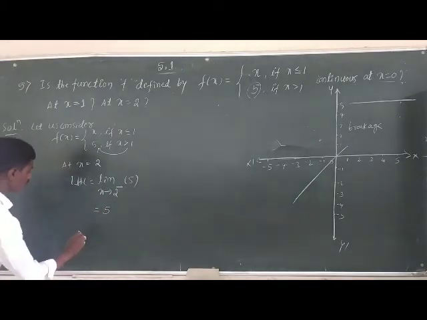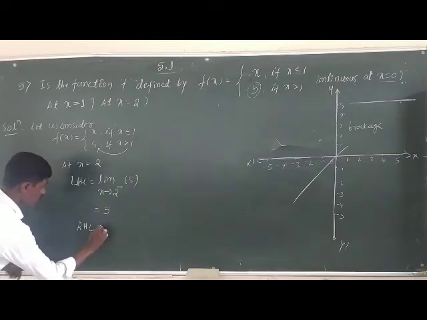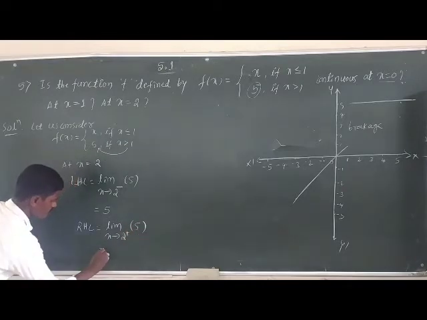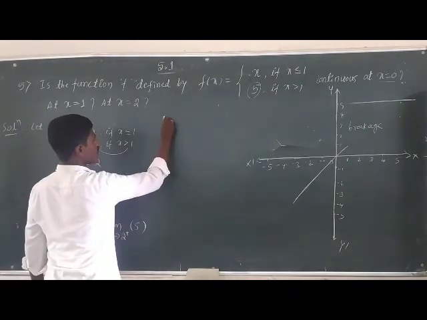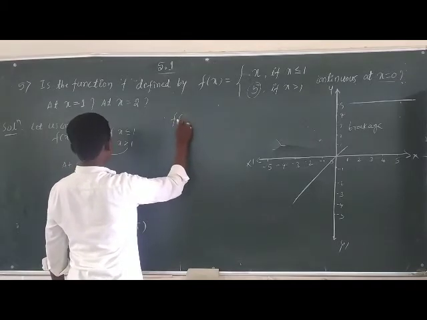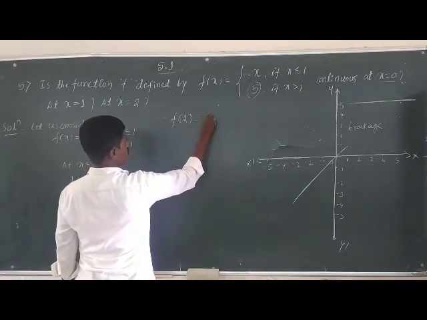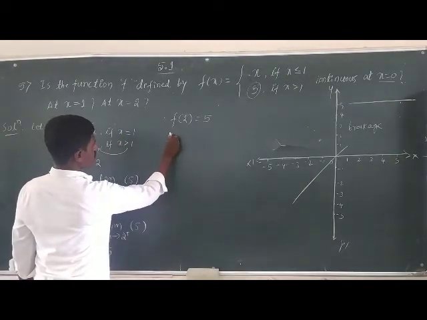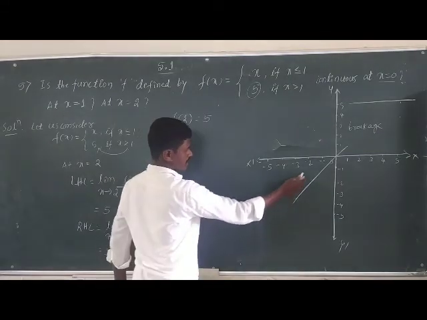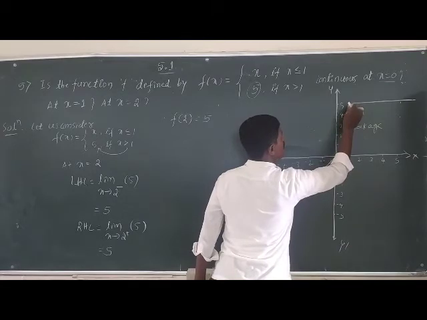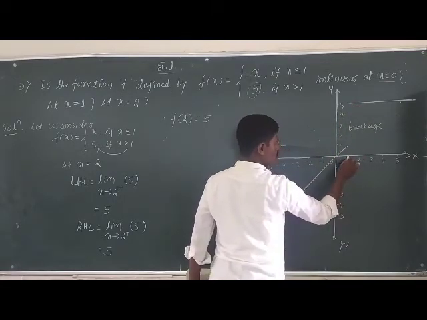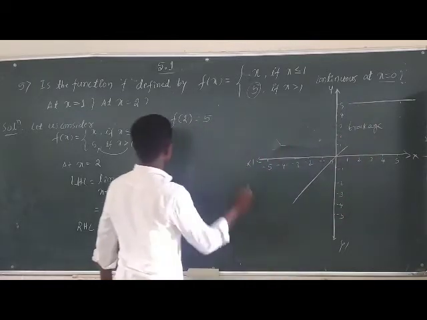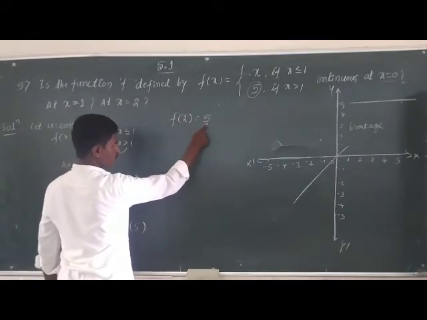That is the LHL. Similarly, RHL is equal to the limit as x tends to 2 plus, and here also the function is the same, that is 5. Therefore, f of 2 is also 5. Since it is a constant function, at x equals 1 the function is 5, at x equals 2 the function is 5, at x equals 3 the function is 5. Hence f of 2 is also 5.